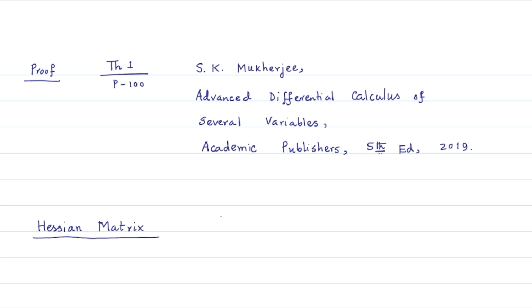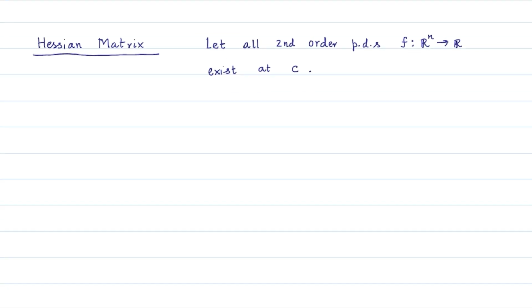In defining the Hessian matrix of a function at a point C, let us suppose all second order partial derivatives of the function f exist at the point C. Then the matrix of order n by n having the ijth entry as the second order partial derivative of the function f with respect to xi and xj at the point C is called the Hessian matrix of the function f at C, and denoted by H subscripted f at the point C, which explicitly is the matrix.